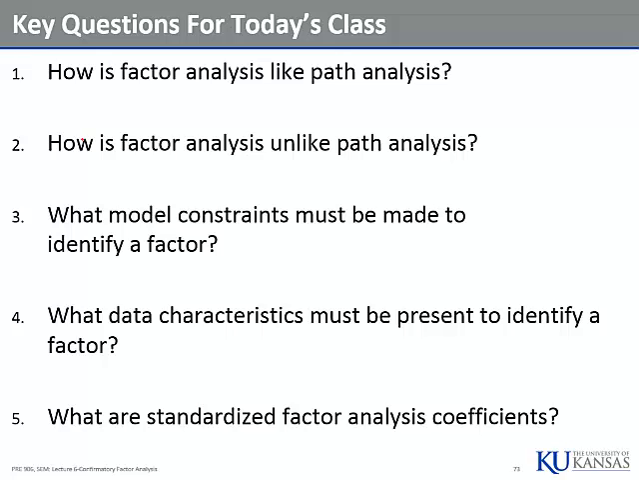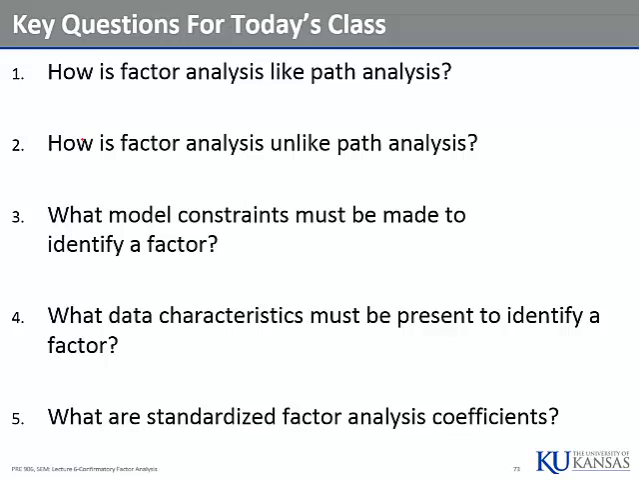What model constraints must be made to identify a factor? Well, we need to figure out what its mean is and what its variance is. And so from now on, we're going to say the factor mean is 0, and the factor variance is estimated because we've set one item's factor loading to 1.